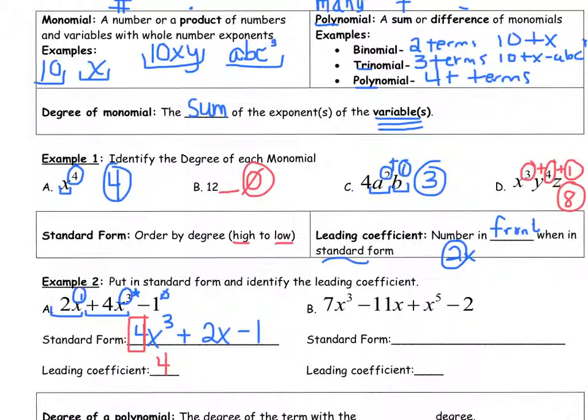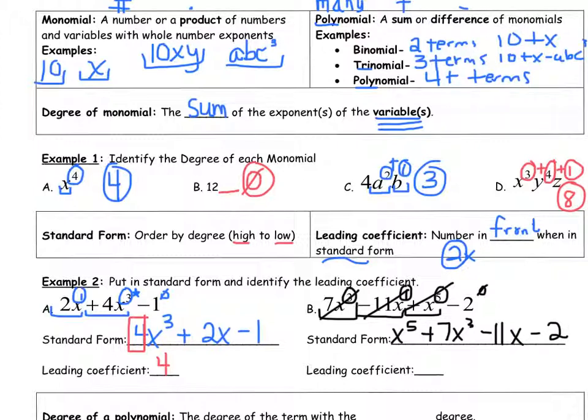So ours is 4. When you do B, it looks like we have degree 3, degree 1, degree 5, and degree 0. So I'll go ahead and reorder those. First, the x to the 5th. I'll cross that off. Then the positive 7x to the 3rd. Cross that off. Then the negative 11x. And finally, the minus 2. What's the leading coefficient? It's the number in front of the first term. It's not there, it's a secret one, so the leading coefficient is 1.